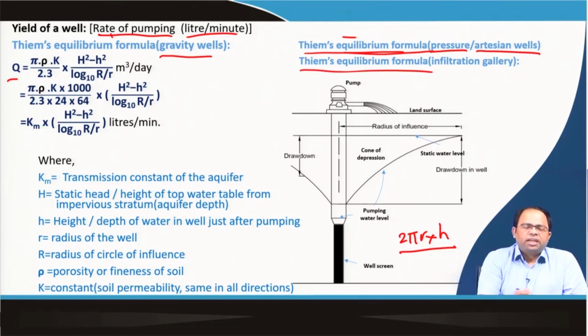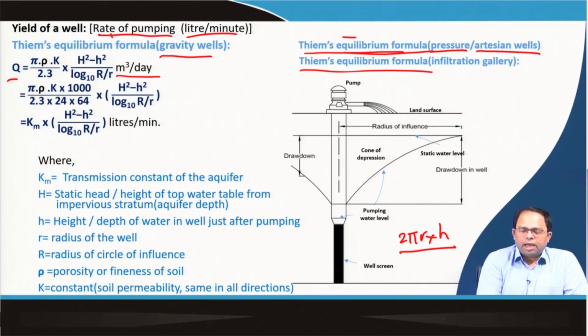Once we do that, the final form of the equation is this one, where Q is equal to pi into rho into k divided by 2.3 into H square minus small h square, divided by log to the base 10 of big R divided by small r, and this Q is in meter cube per day. Now, what are these values? Now, what we can say, k m is the transmission constant, I will come to that.